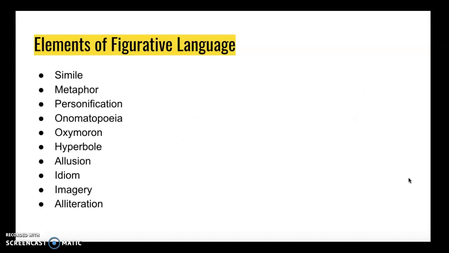Okay, next. So the elements of figurative language, these are a few that we will be talking about a lot throughout the semester. Now, thinking about it, I might have forgotten a few of them, but these are the ones that I focus on mainly in our class. Okay, so we have similes, metaphors, personification, onomatopoeia, oxymorons, hyperboles, allusions, idioms, imagery, and alliteration. I'm sure some of y'all are sitting there thinking, I remember some of these, or some of these may be a little bit new to me, but don't worry. Like I said, I got you. We're going to go over all of them.